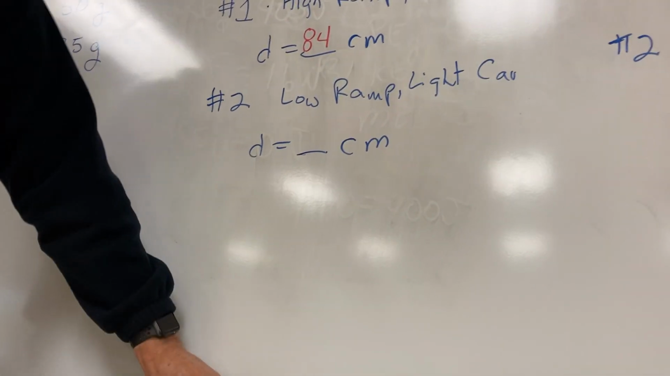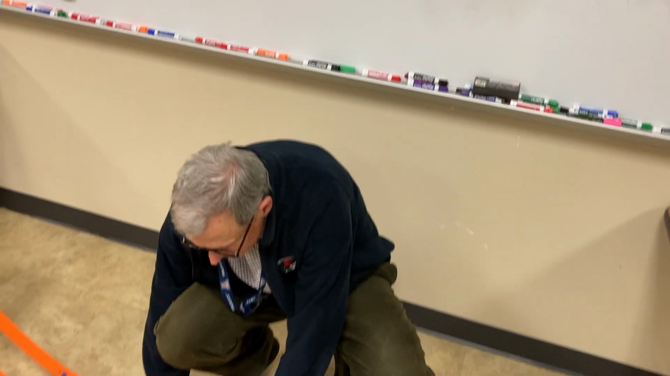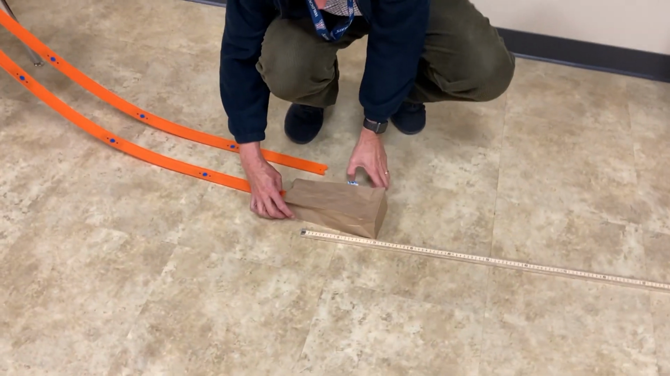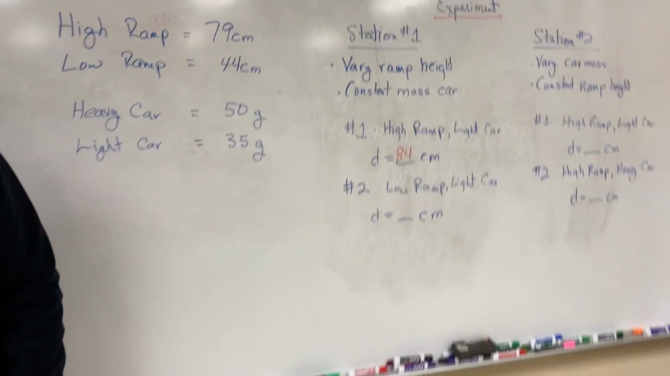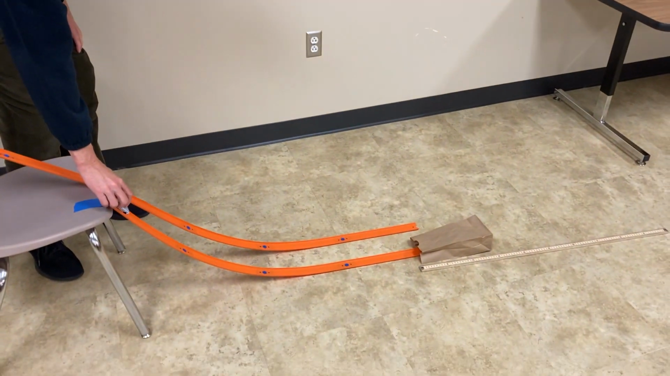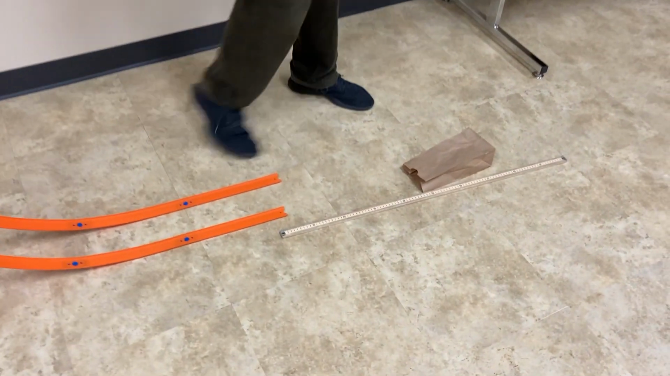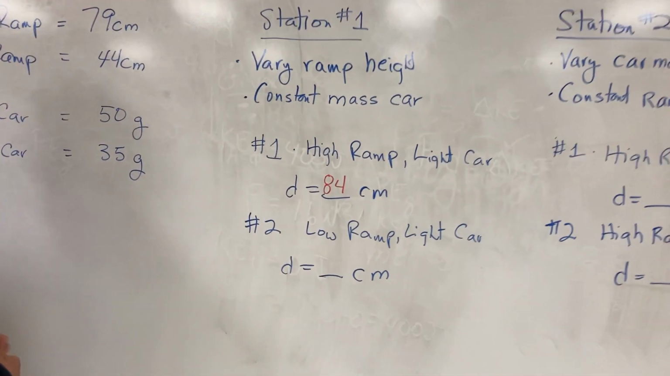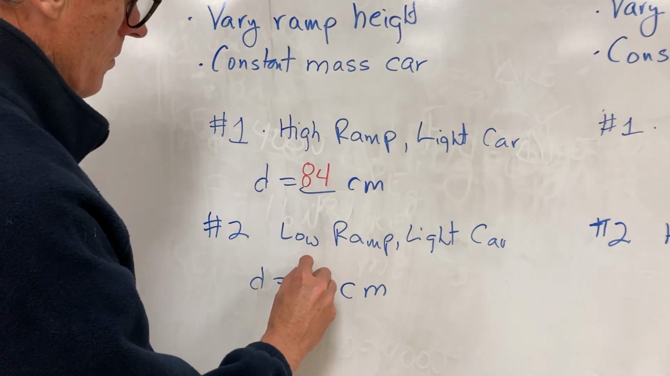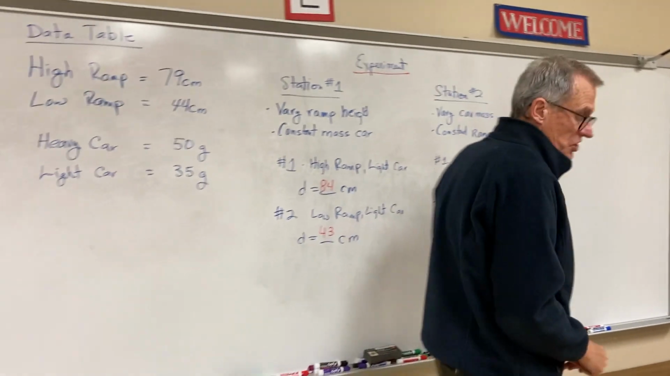Now we're going to use the low ramp and the light car. We're going to do the same thing with the same car, the light car. Here we go. And this is about 43 centimeters. Okay, so that's station 1.